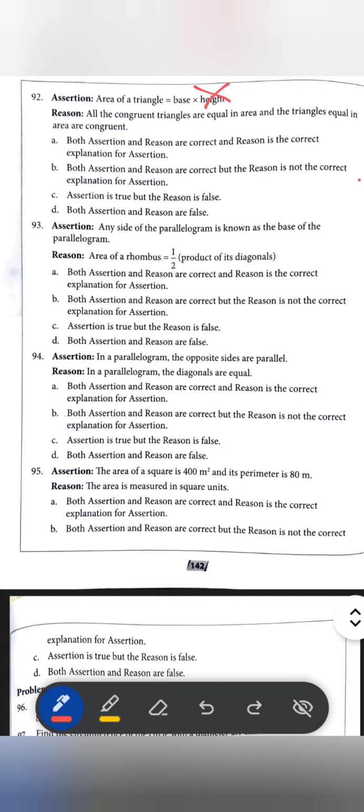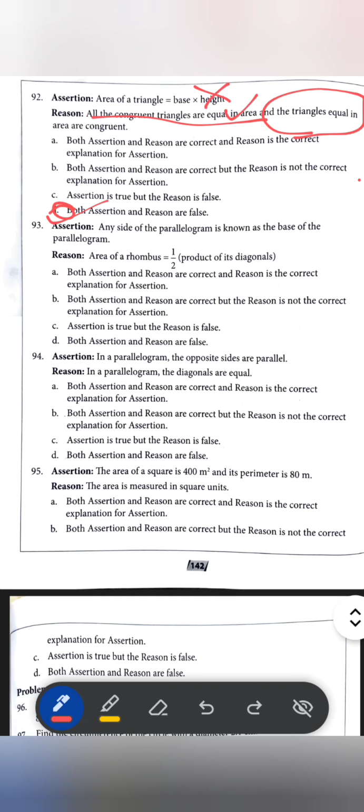All the congruent triangles are equal in area. Yes, that is correct. The triangles equal in area are congruent. No, that one is not correct. But the second line that is written, triangles equal in area are congruent. No, that is not. So here we can say both assertion and reason are false. This statement is correct. Remember that one. This statement is correct. But the adjoining sentence is not correct. For that reason, the whole statement is false.